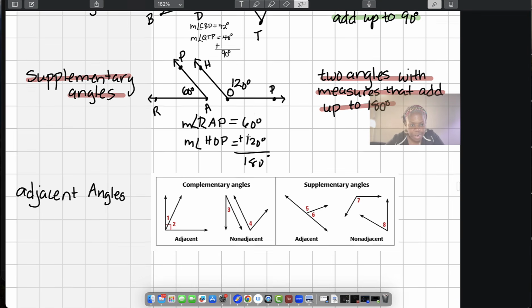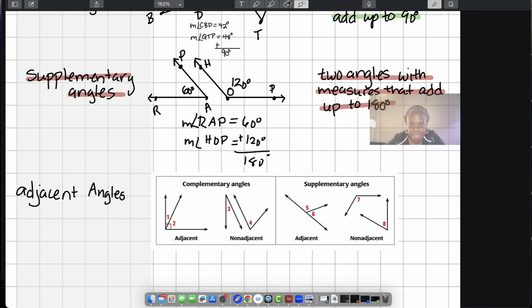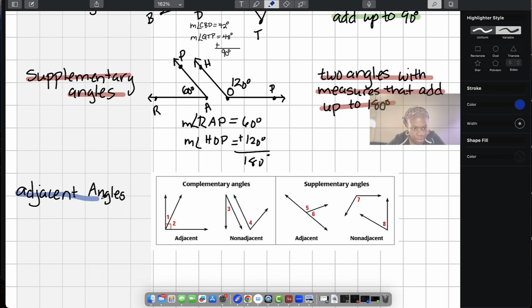So our next word is adjacent angles, and what that's going to refer to is the positioning of angles. So adjacent angles, right, would be angles that kind of share a side. They have a common ray. They also have a common vertex. So right here, we have adjacent angles.